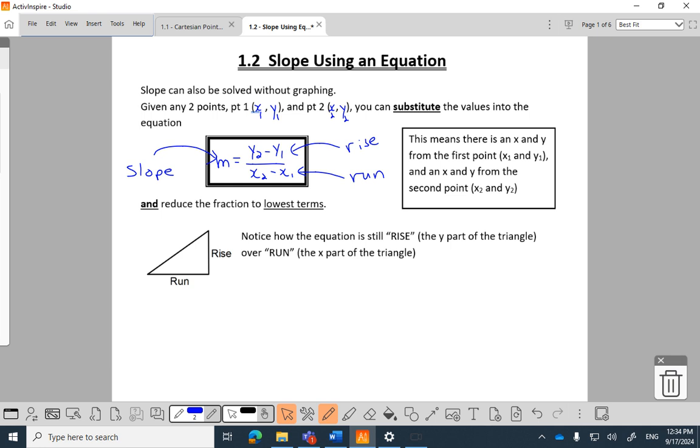This means there's an x and y from the first point and an x and y in the second point. A little highlighting here. If you don't have a highlighter, that's okay. Maybe you'll just underline it and reduce the fractions to the lowest terms. Is that the most key thing in all this? Well, no, but it's going to make our life a lot easier if we do reduce the fractions. Notice how the equation is still rise and run.